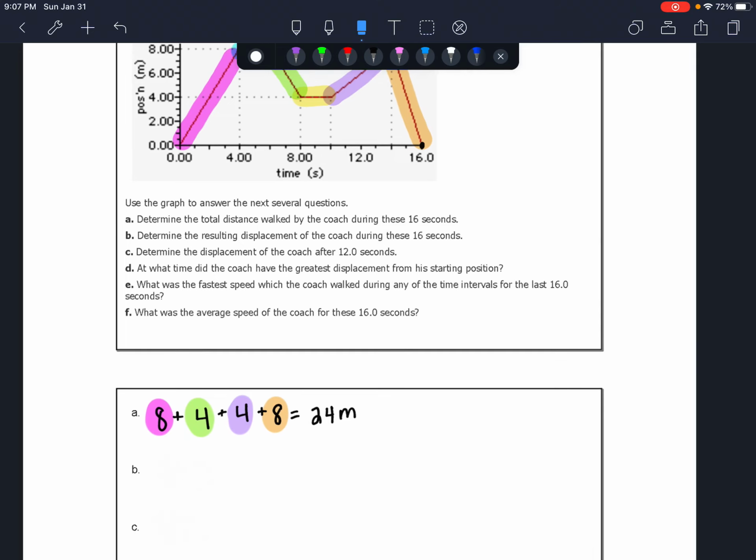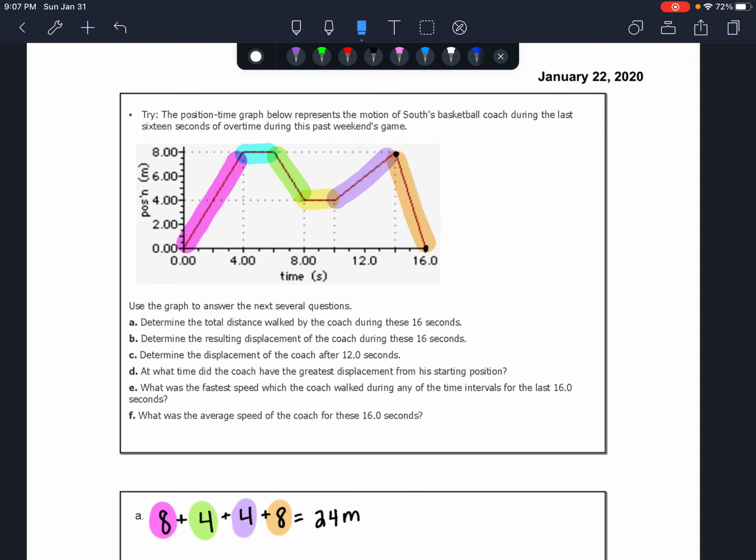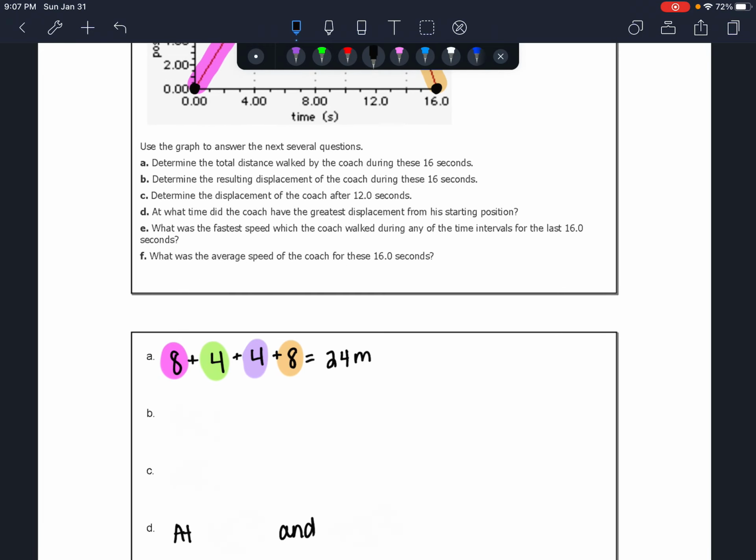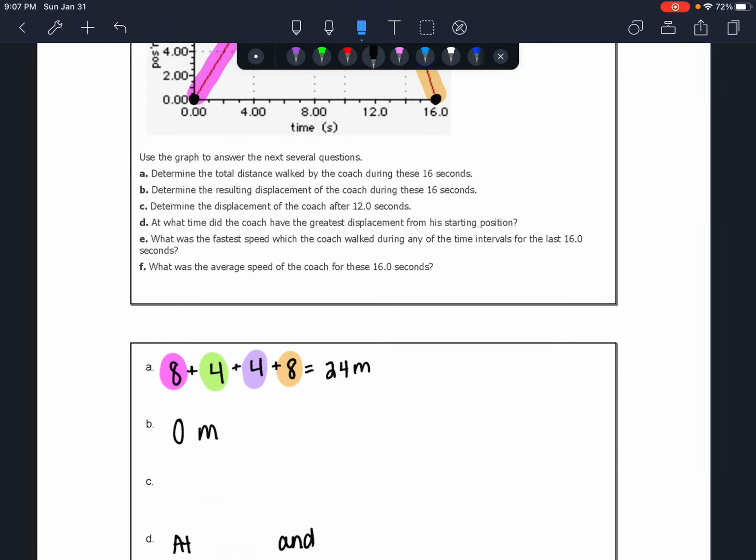Now let's look at letter B. Determine the resulting displacement of the coach during these 16 seconds. Well, my displacement is my total change in position. And initially, he started at position 0. And finally, he ended at position 0. So his displacement is 0 meters. He didn't move his position from beginning to end.